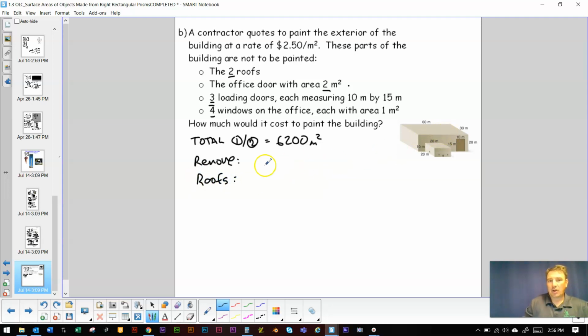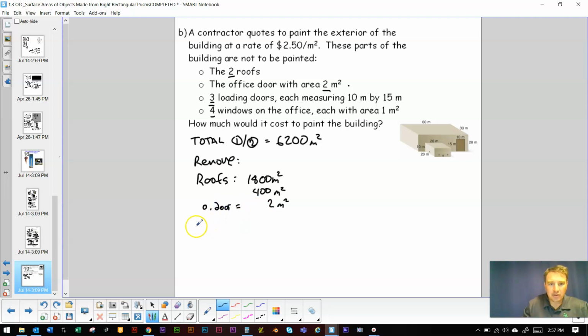The roof of the big one is 1,800 meters squared. The roof of the little one, let's see, was that 20 by 20? So that's 400 meters squared. Okay, we've got one office door that's 2 meters squared. And we've got 3 loading doors. So, sorry, this was roof, this was roof, this was office door. So I'll just put the O door.